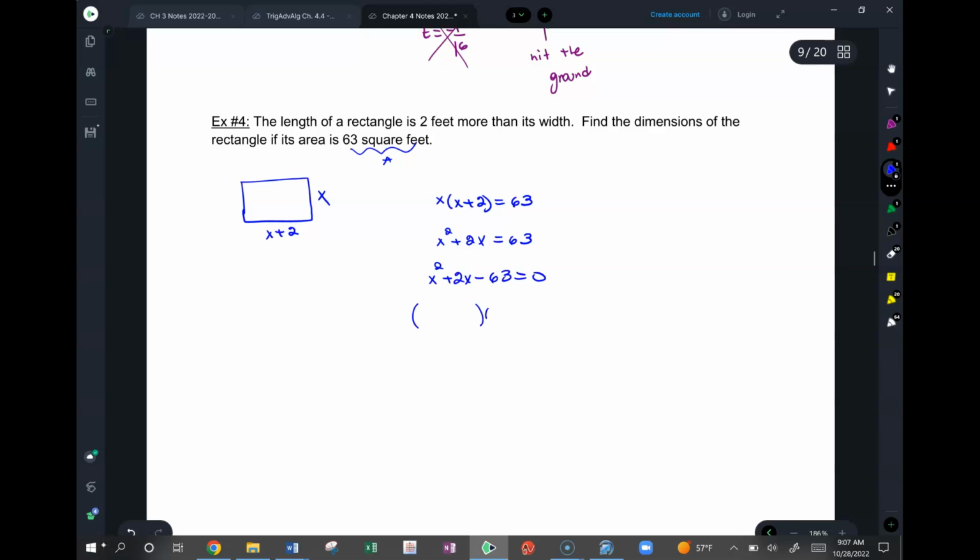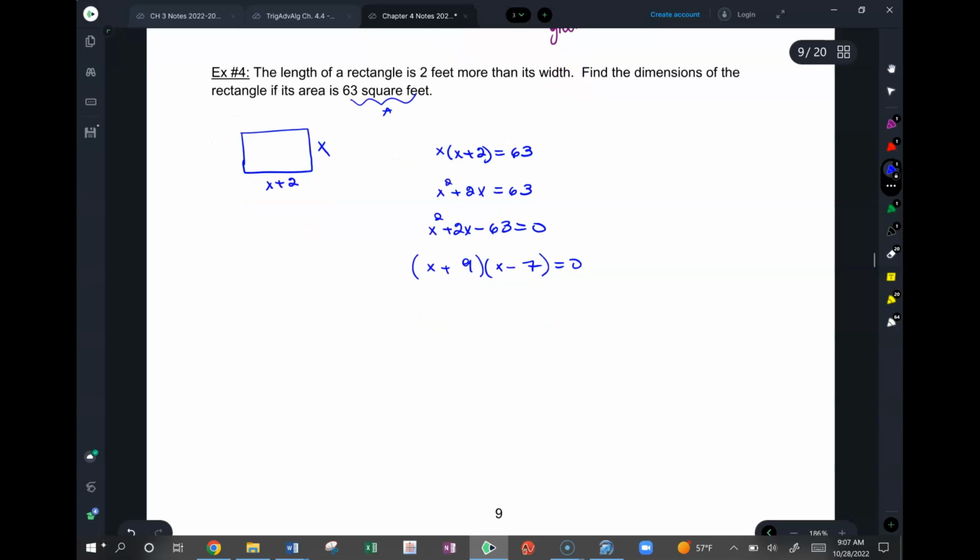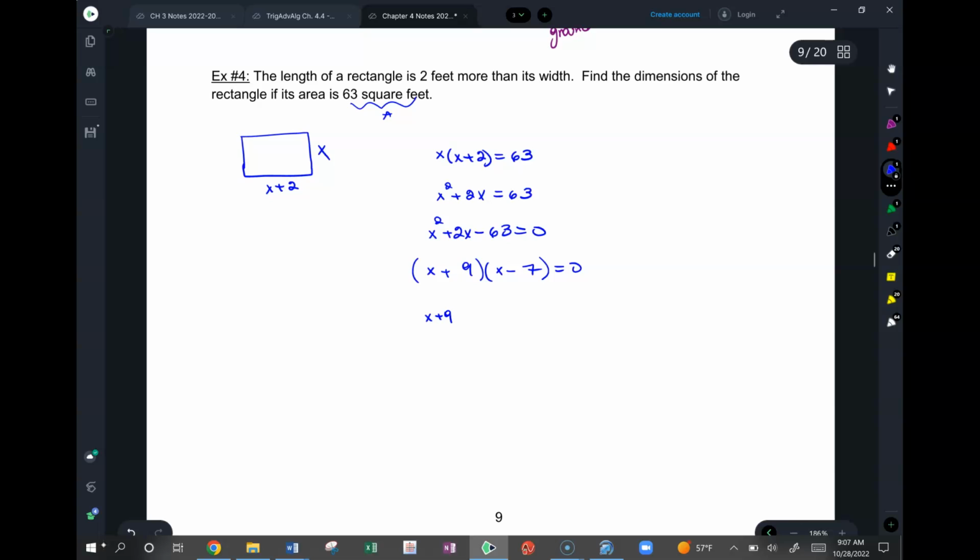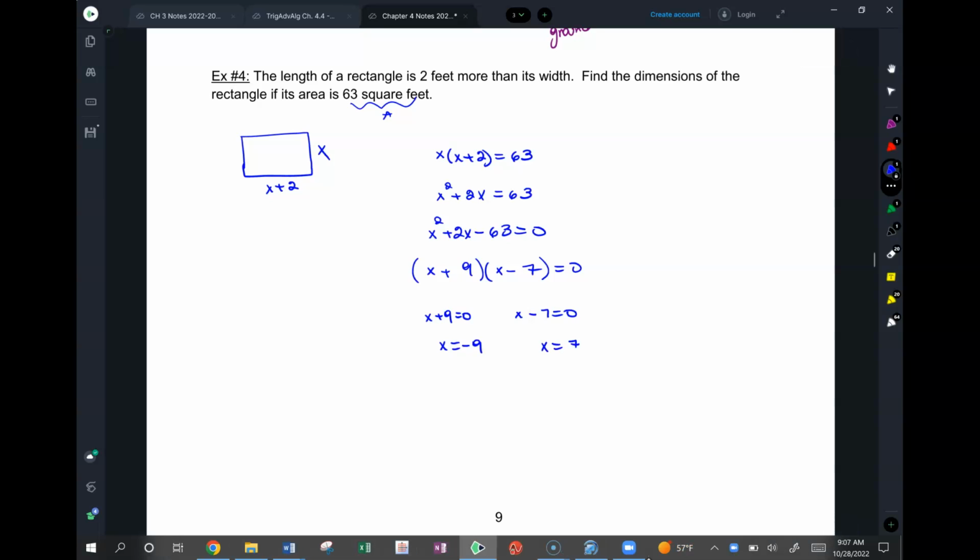How do we factor this? Right? And then plus 9, minus 7. So x plus 9 is equal to 0. x minus 7 is equal to 0. x equals negative 9. x equals positive 7. Okay. Now, what about the, right, you can't use x equals negative 9, because the width can't be that.